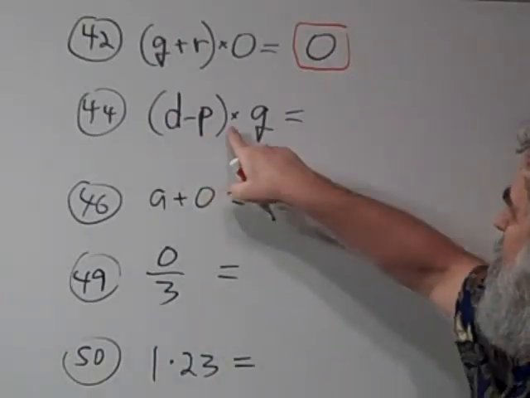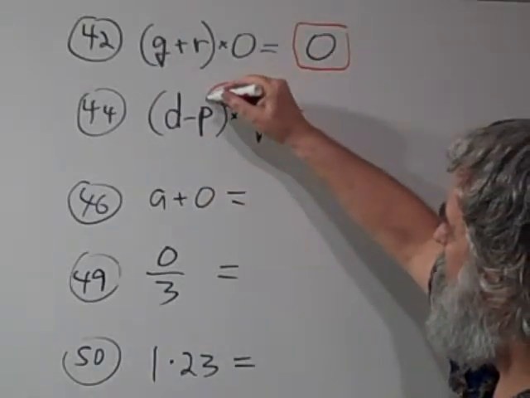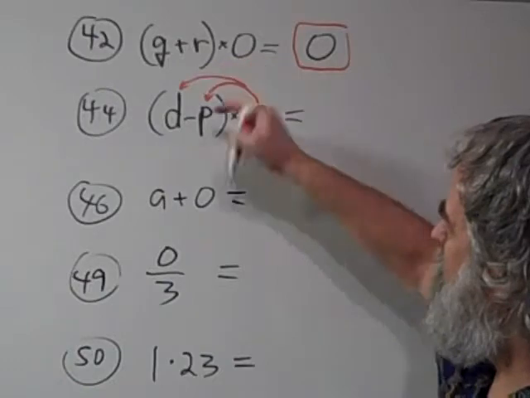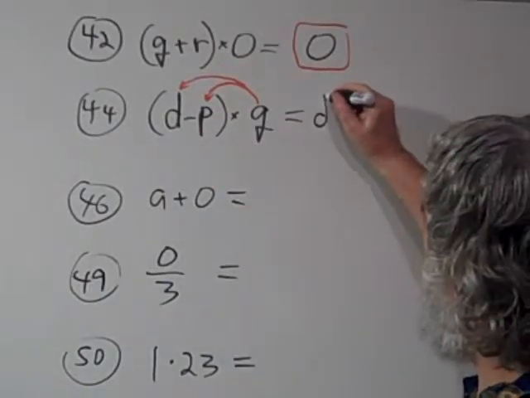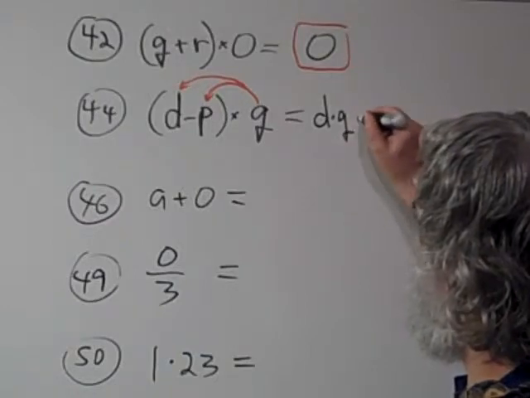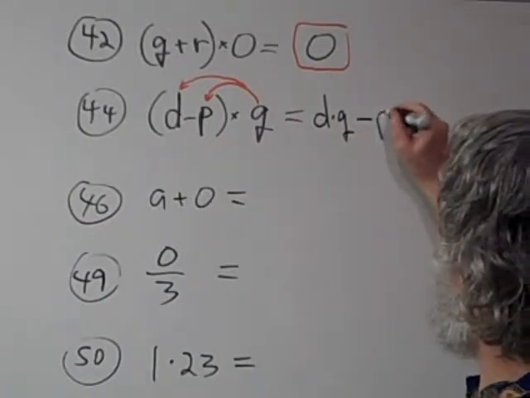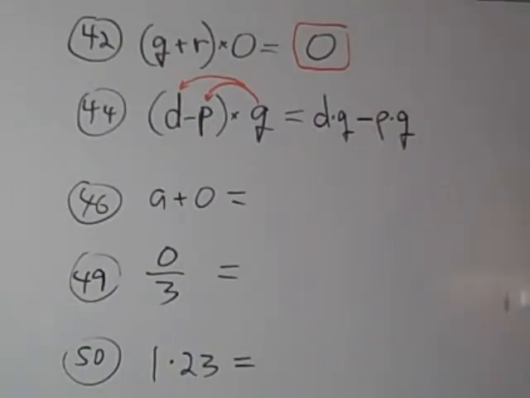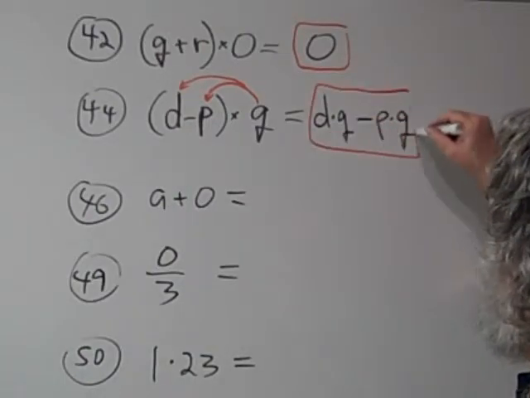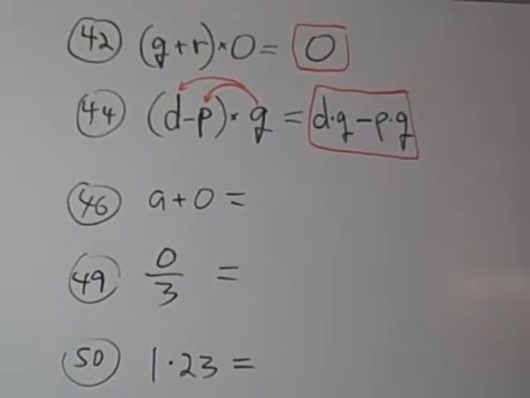Yeah, d minus p times q. Well, the q distributes through the parentheses over the minus sign. So that's d times q minus p times q. That's the distributive property of multiplication over addition and subtraction.